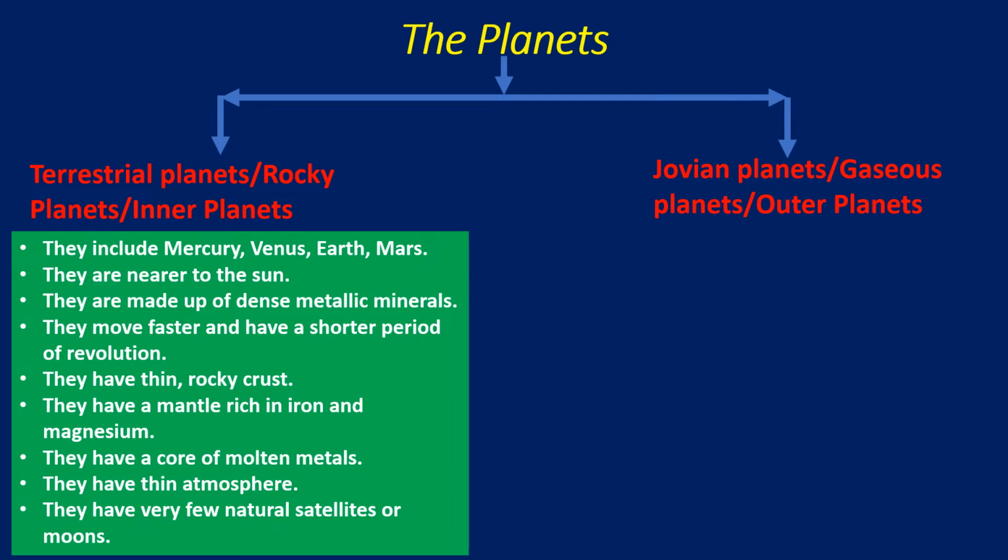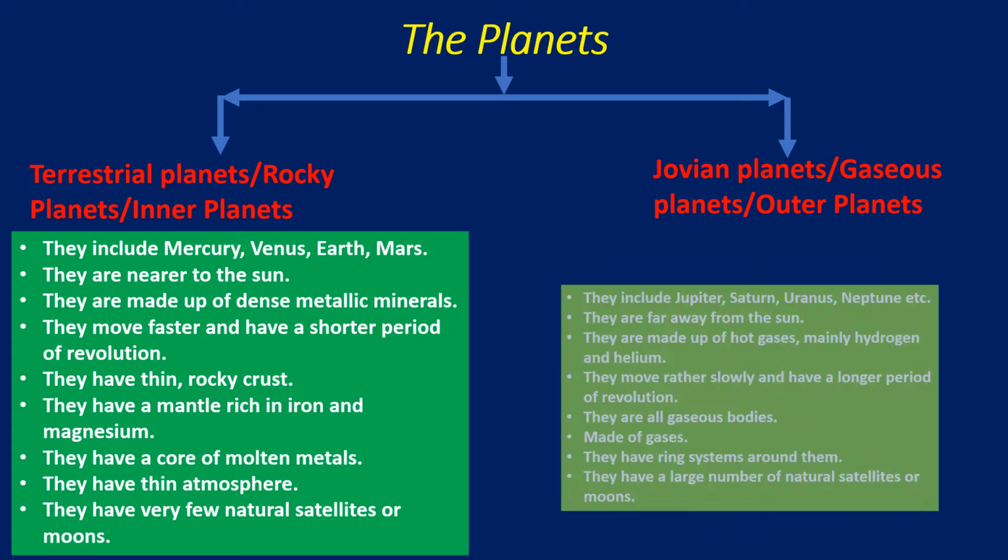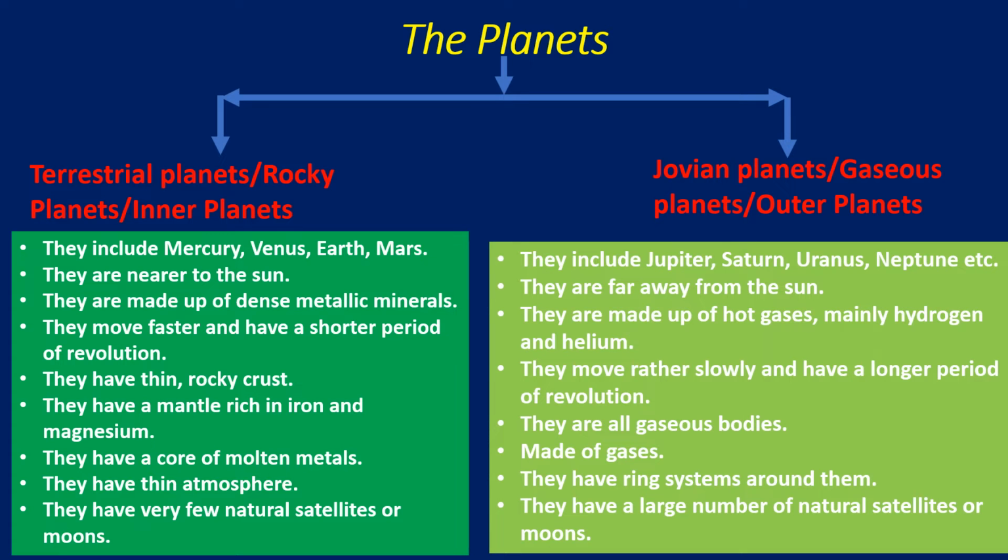Jovian planets are gaseous planets or outer planets. They include Jupiter, Saturn, Uranus and Neptune. They are far away from the Sun. They are made up of hot gases, mainly hydrogen and helium. They move rather slowly and have a longer period of revolution. They are all gaseous bodies made up of gases. They have ring systems around them. They have a large number of natural satellites or moons.